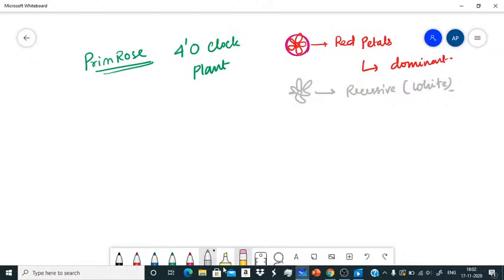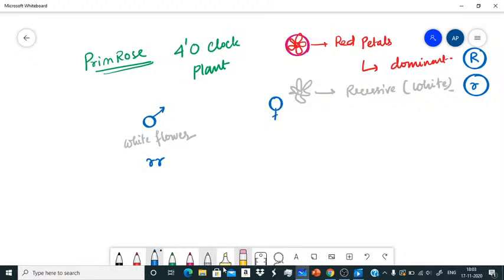Right. Now let's mark the dominant allele to be capital R for red and small r for the recessive one. So suppose let's take the male. Let's say the male is a white flower, so it will be small r. And if the female is having a red flower, so the genotype will be capital R, capital R. So this is your parental generation.